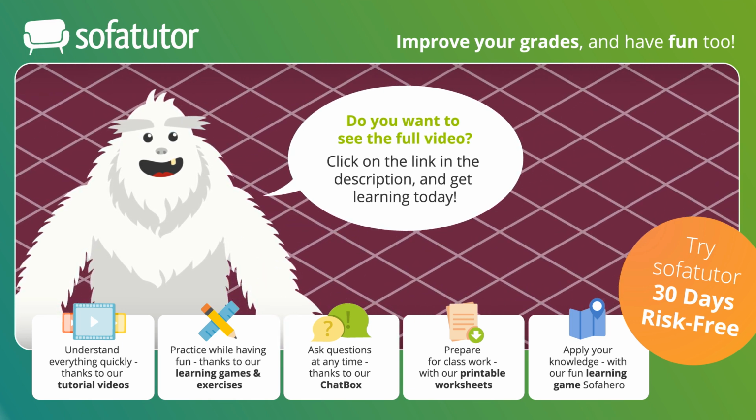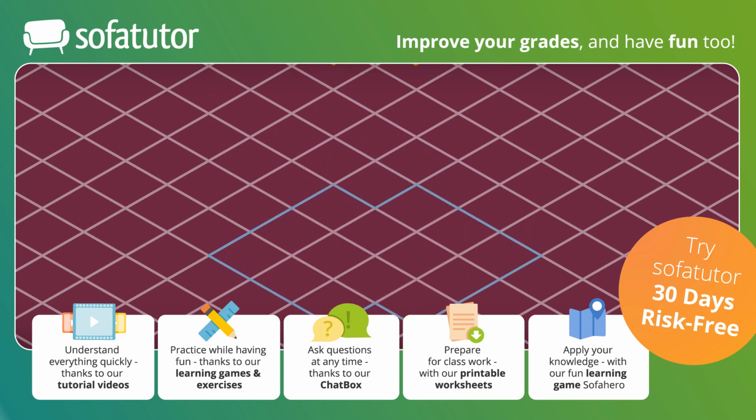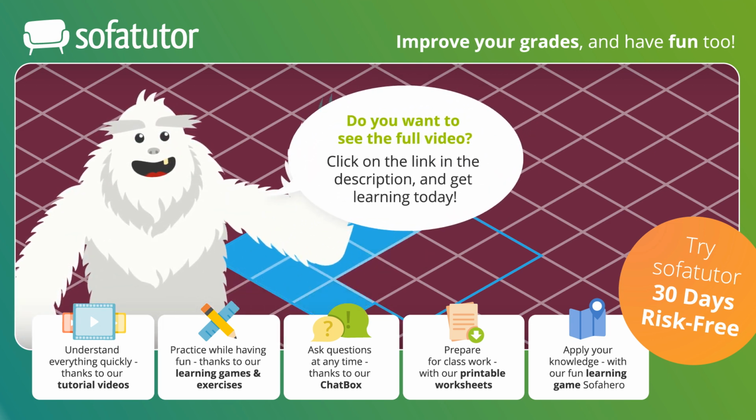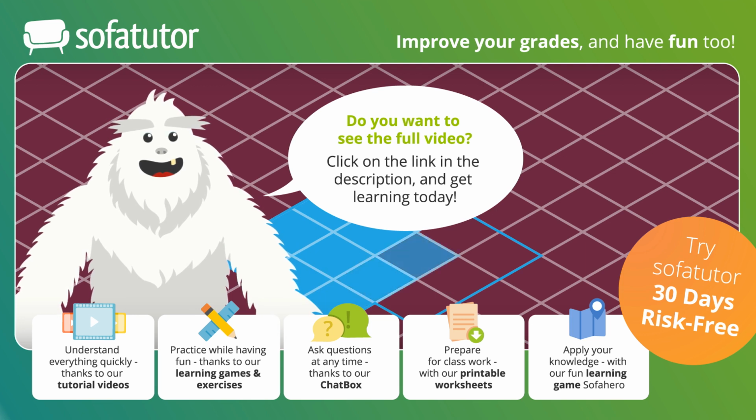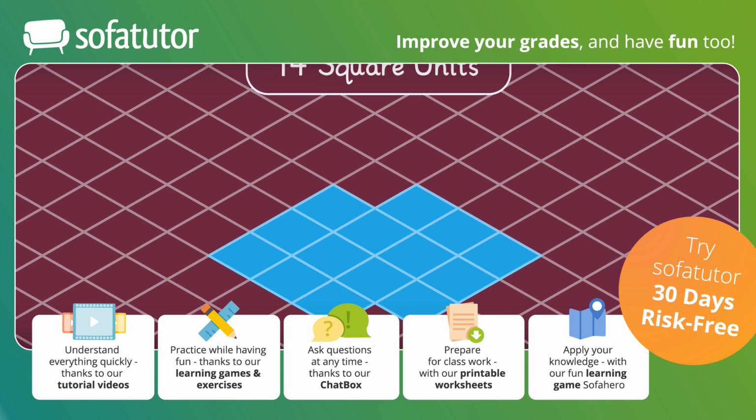Finally, they want to compare the area of their playgrounds. How do we determine the area of Zuri's playground? We count all the unit squares within the floor plan. Ready. 1, 2, 3, 4, 5, 6, 7, 8, 9, 10, 11, 12, 13, 14. The area of Zuri's playground measures 14 square units.